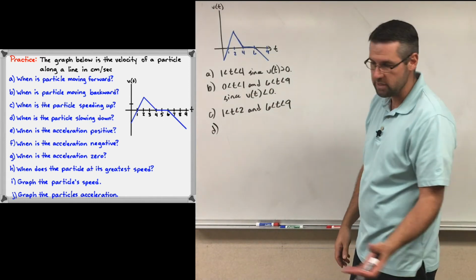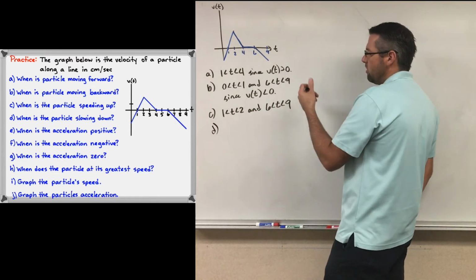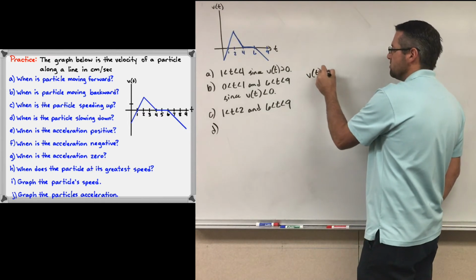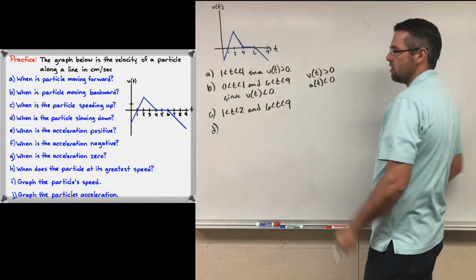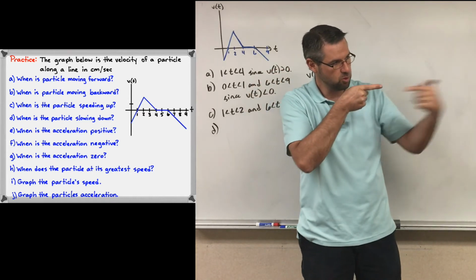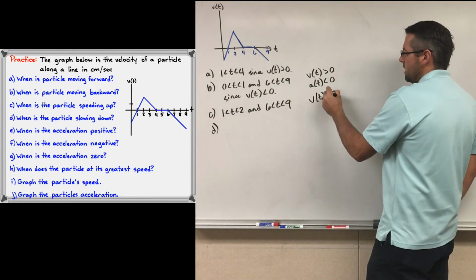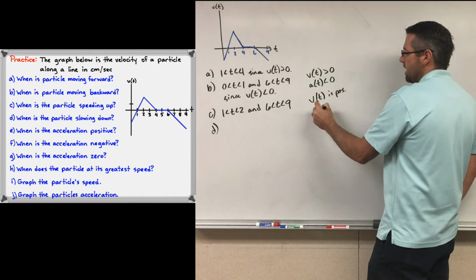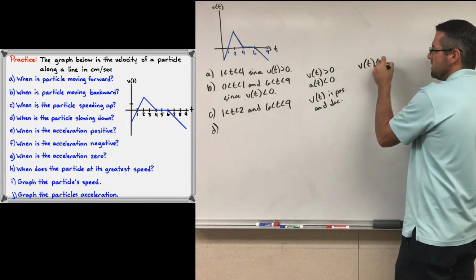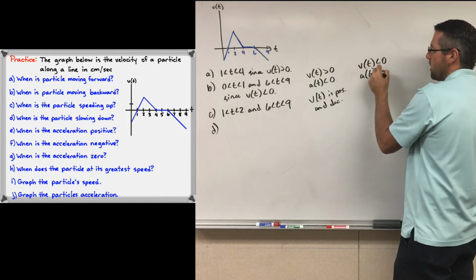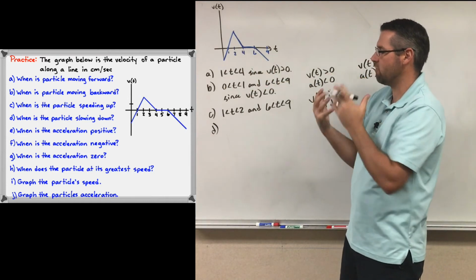Part D says when is the particle slowing down? Well, we're slowing down in the exact opposite manner. We're slowing down when velocity is positive and acceleration is negative. They're fighting against each other. I'm going that way, but acceleration is pushing me this way, so I'm slowing down. So this would imply that velocity is positive and decreasing. In the opposite way, if velocity is negative, we want acceleration to be positive, because if I'm heading that way, I would need acceleration to be pushing against me for me to slow down.